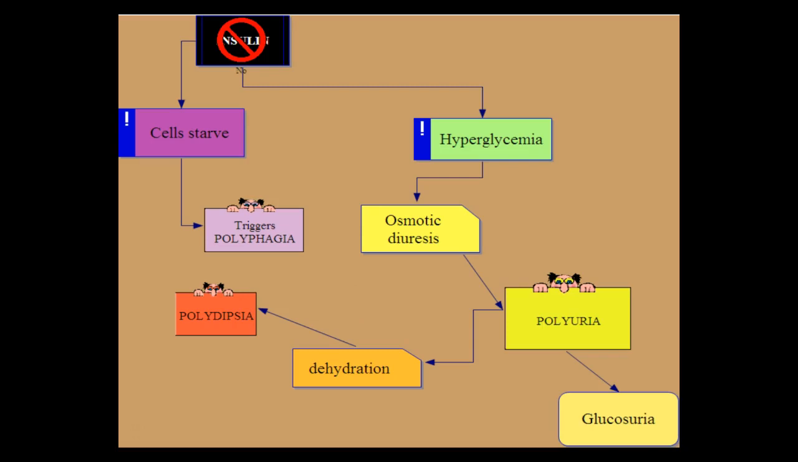This right here is a good overview of what basically happens when there's no insulin in the body. So cells starve, which triggers the polyphagia, hyperglycemia. Again, the body wants to get rid of that excess glucose, so it causes osmotic diuresis, which leads to polyuria, which leads to glucosuria, but obviously polyuria can lead to dehydration, which leads to the sensation of needing to drink as well.